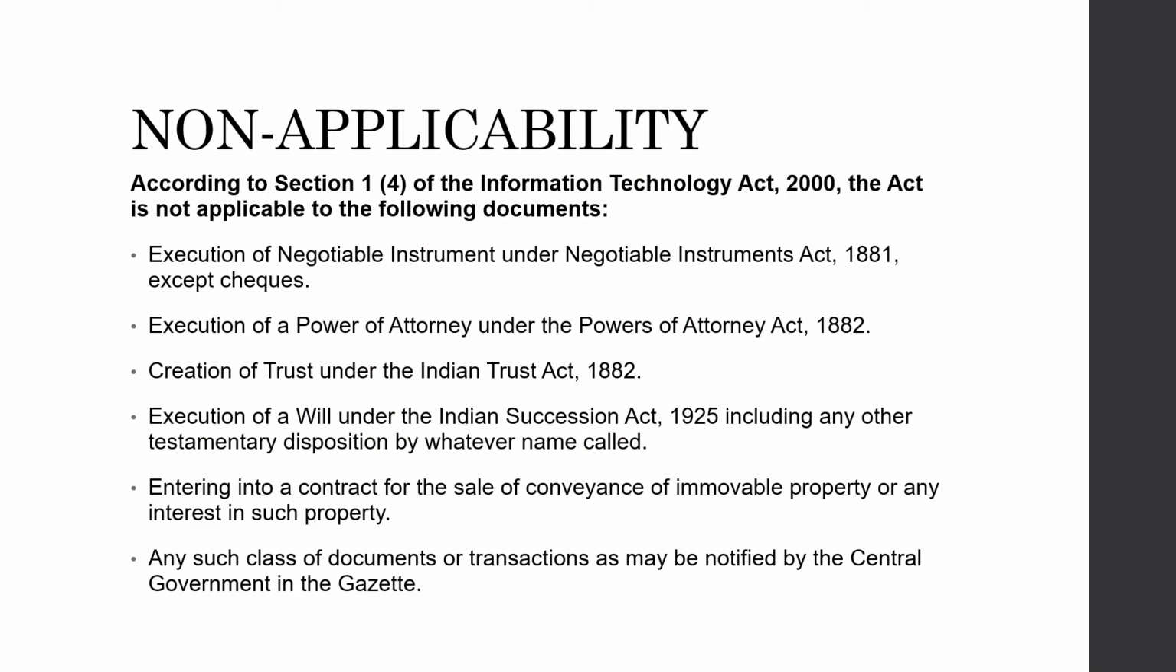Next topic, non-applicability of the act. According to Section 1 subsection 4 of the Information Technology Act 2000, the act is not applicable to the following documents. First, negotiable instruments under the Negotiable Instruments Act 1881. There are three types of negotiable instruments: bills of exchange, cheque, and promissory note. The IT Act is not applicable to these negotiable instruments.